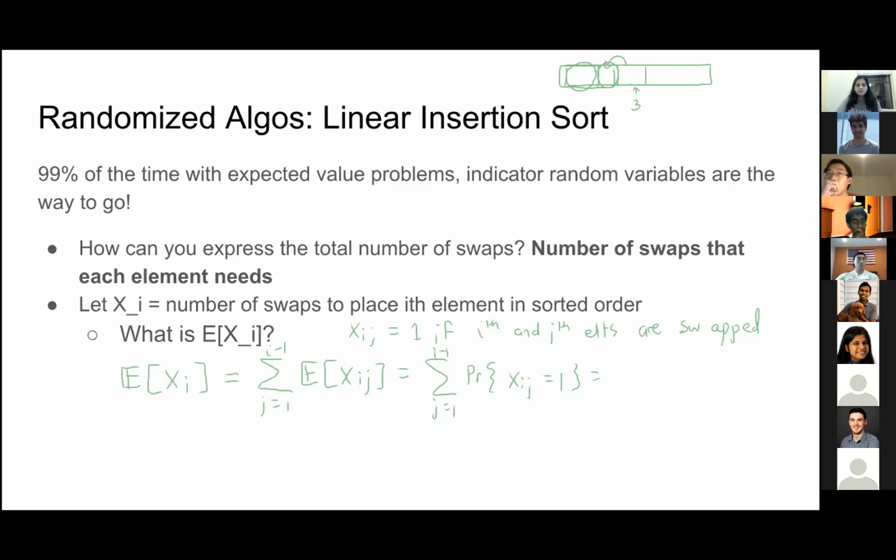Someone in chat said it's the probability that i is greater than j, and that is correct. Actually, if we're sorting into ascending order, it would be that i is less than j. But the argument is symmetric either way. So what is the probability that the ith element is greater than the jth element?